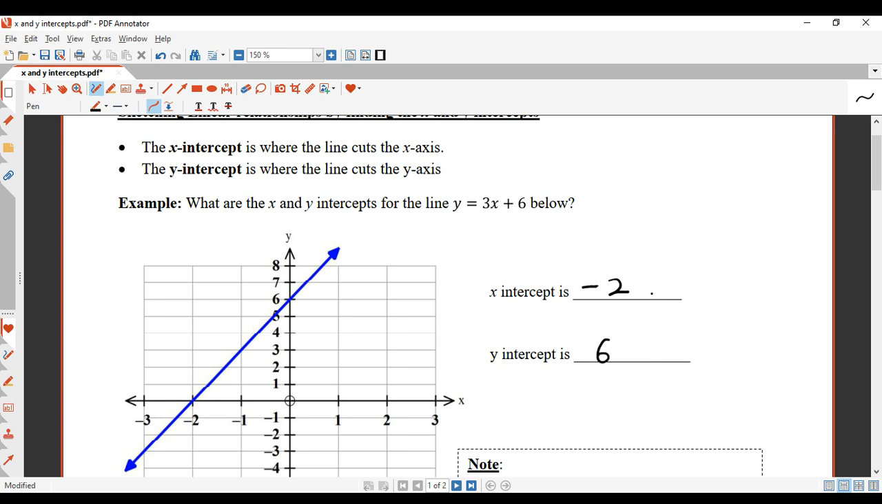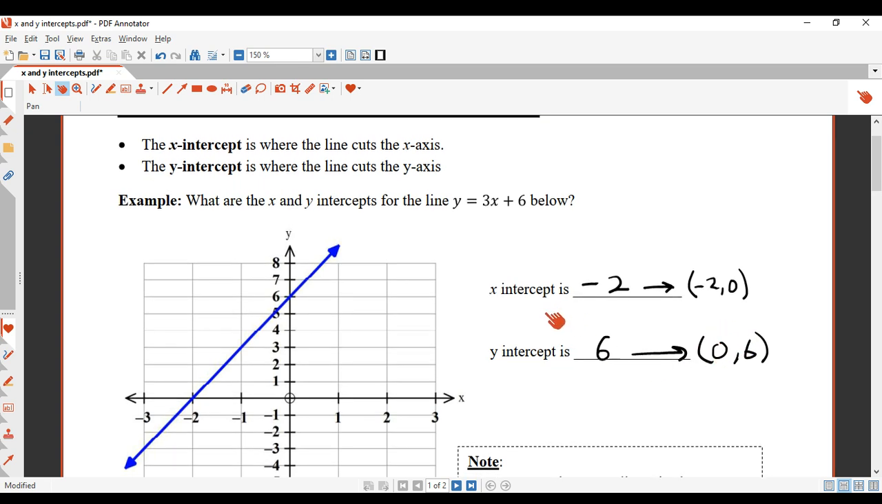Now, there is a technical difference between the x-intercept and its coordinates. The coordinates of the x-intercept, if you look at that, x is -2 and y is 0. And for the y-intercept, the x coordinate is 0 and the y value is 6. So this is the coordinates of the x-intercept. The x-intercept is -2, but this is the coordinates. The y-intercept is 6, and here are the coordinates for the y-intercept.